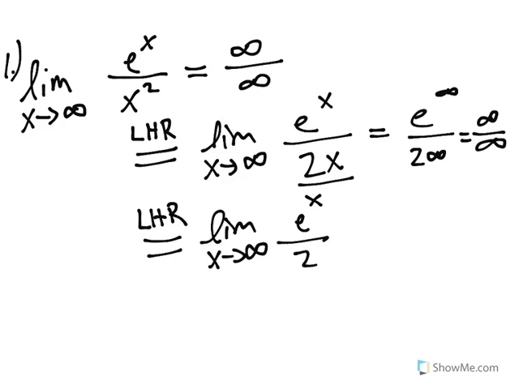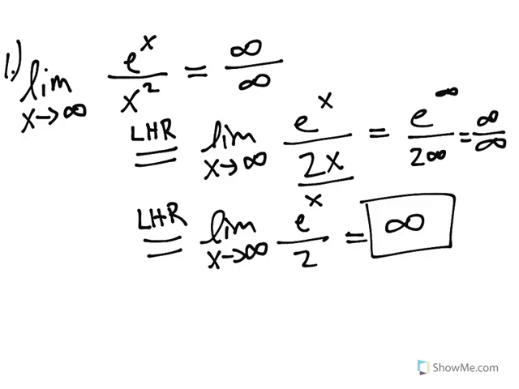Hopefully you notice that on the top, if you kept doing this over and over again, you're always going to get e to the x on the top. And then on the bottom, eventually you're going to get down to having a constant. And so if you plug this in, now you get just infinity divided by 2, which is infinity as your answer. We know that you can get infinity as your answer when we're talking about limits. That's not a problem.